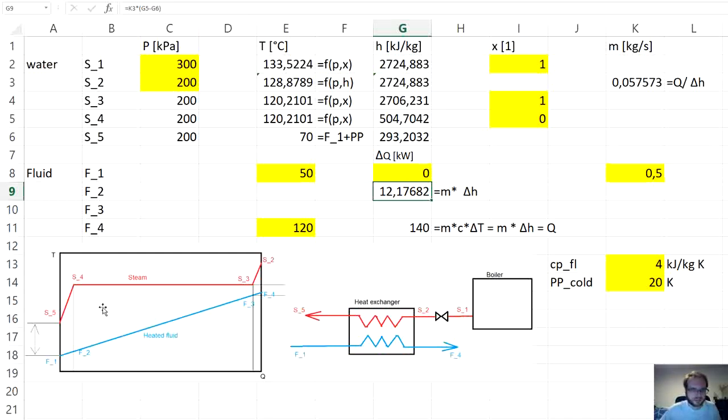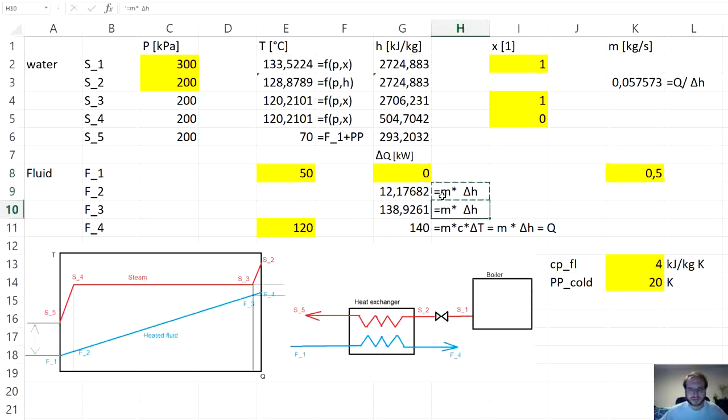Something similar we can do between, for example, point F1 and F3, meaning S5 and S3. So let's take the same function, just instead of S4 there would be S3. So now we get the heat transferred at each point of our Qt diagram.